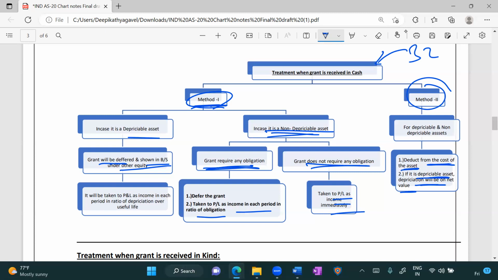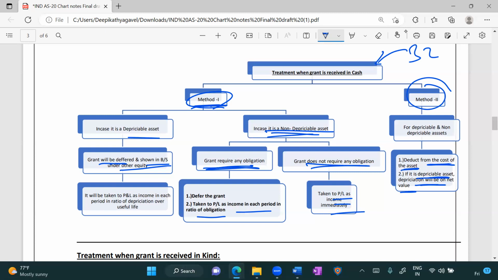In case you go with method one, then you need to check whether it's a depreciable asset or a non-depreciable asset. If it's a depreciable asset, then the grant will be deferred and taken to the balance sheet under other equities, and each year in the proportion or ratio of your depreciation, this grant will be taken to your P&L.